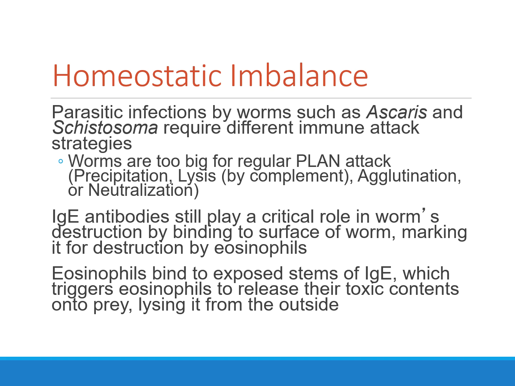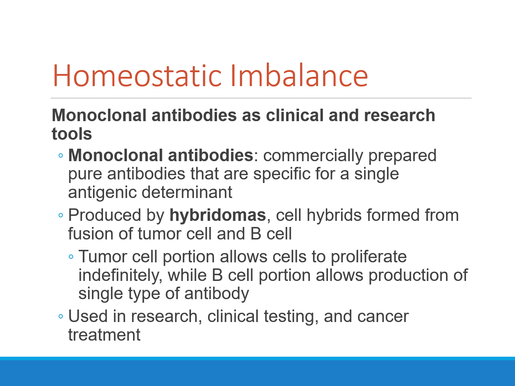If you remember back to eosinophils, if you see an elevated number of those, it indicates that your patient has a parasitic worm infection, or could indicate that. So now you see why, right? The IgE is going to attach to the surface of the worm, and then that causes the proliferation of eosinophils, which is why you see the elevated number. The eosinophils bind the exposed stems of IgE, which triggers the eosinophils to release their toxic contents, which basically dissolves or lyses the worm from the outside in.